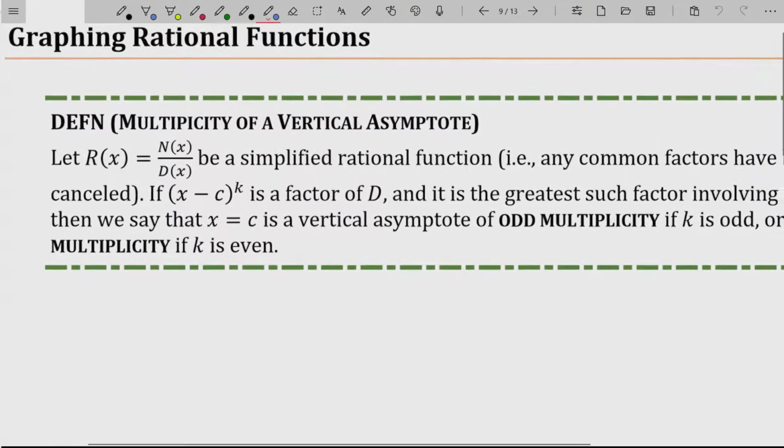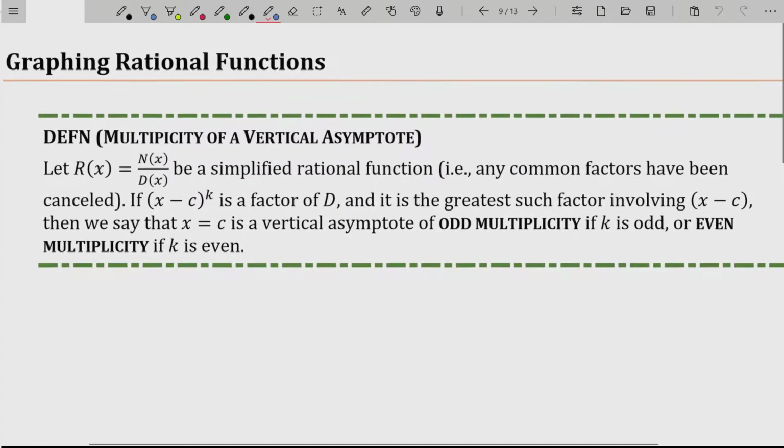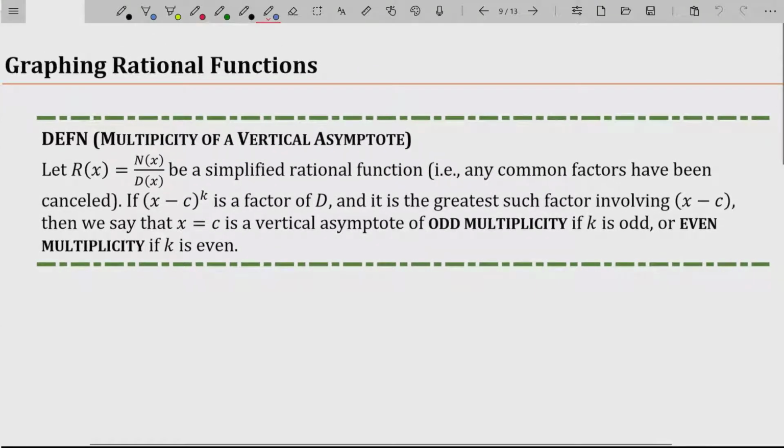Let r of x be a rational function where the numerator is some polynomial and the denominator is some polynomial. That's by definition of a rational function. Also, let's suppose that this rational function is simplified. That is, you've prefactored it and canceled any like factors. So at that point, as mentioned in a previous video, you now know the domain of the function.